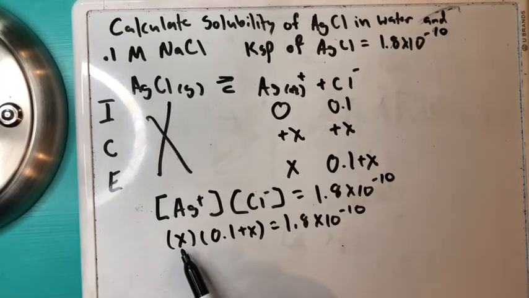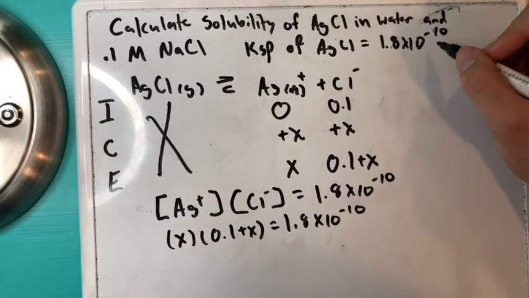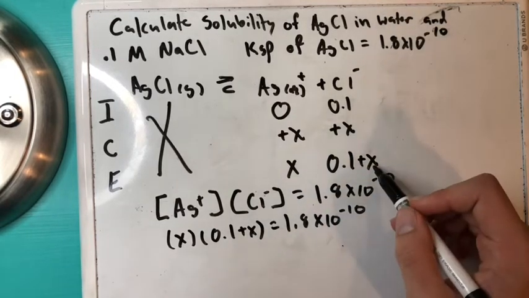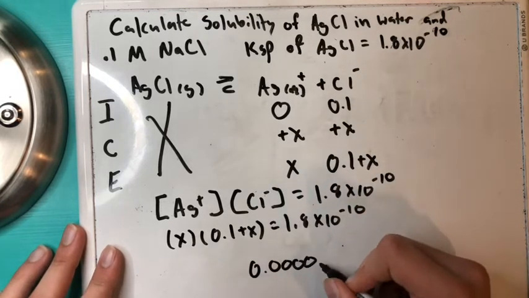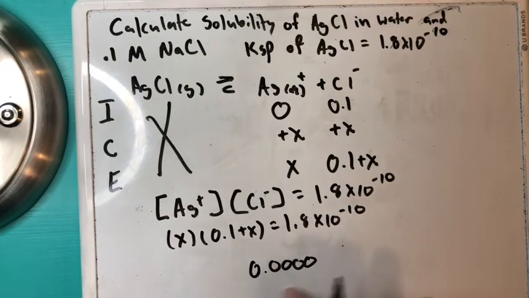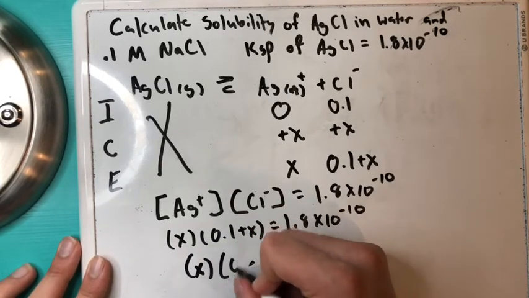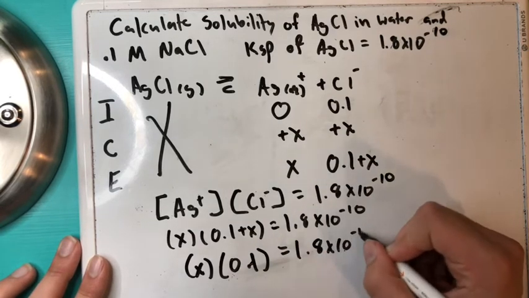So you could just do this and distribute the X and solve for X, but realistically, not that much is going to be dissolving into the solution because we know the KSP is so low. So this X right here is actually insignificant because if, let's say, the X is, since this is so low, if it's like 0.0000 some number, 0.1 plus that really tiny number isn't really going to make that big of a difference in the value of this. So we can just kind of negate the X here and just make it X times 0.1 equals this, times 10 to the negative 10th.